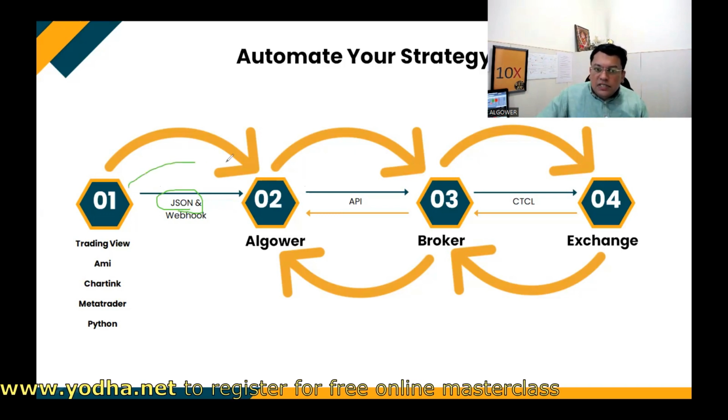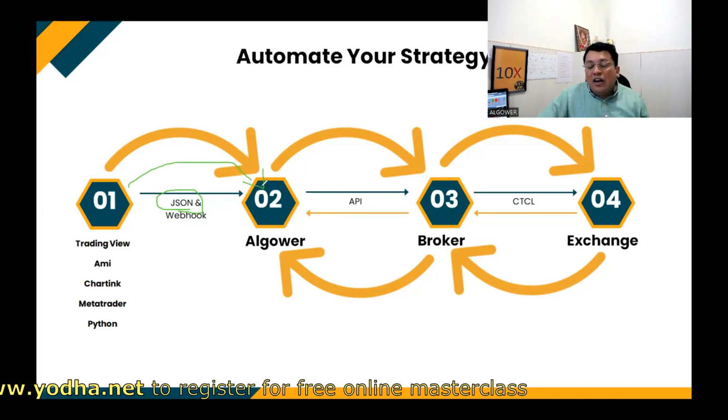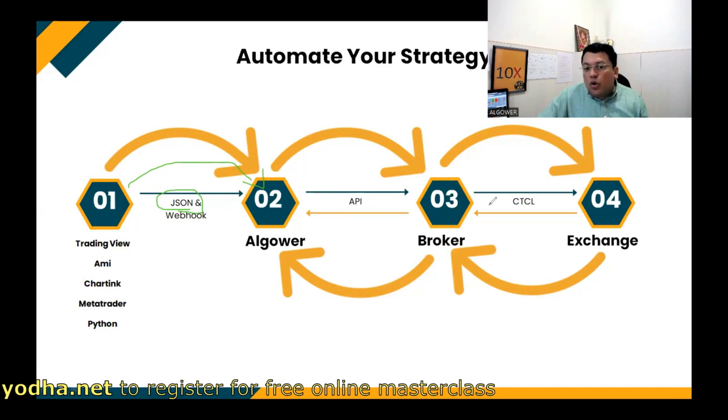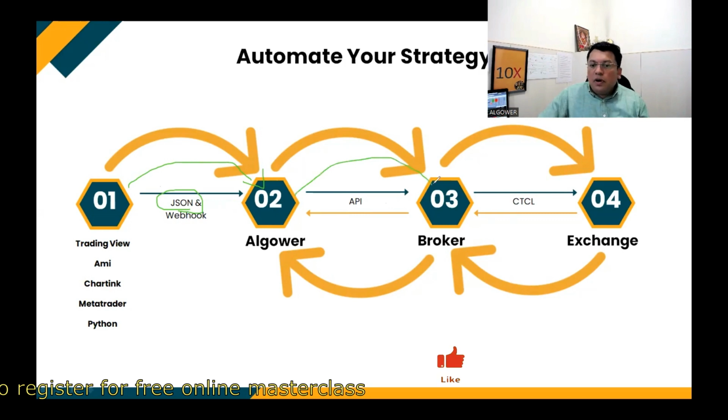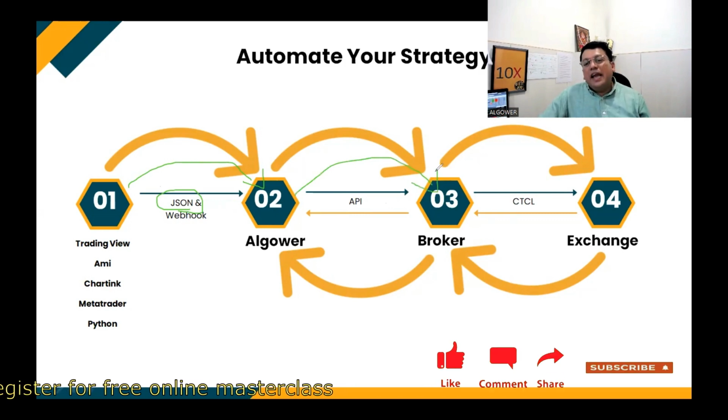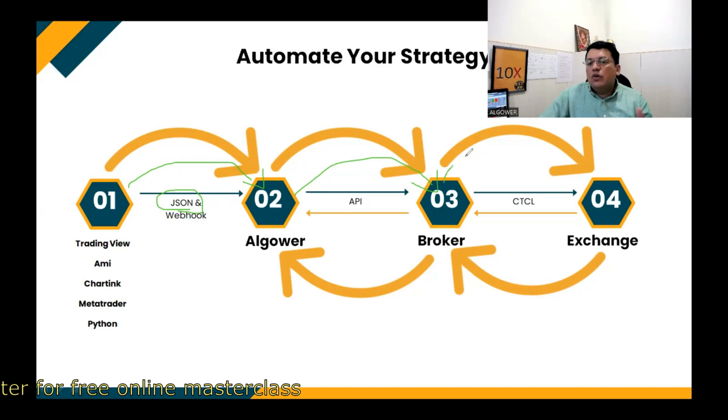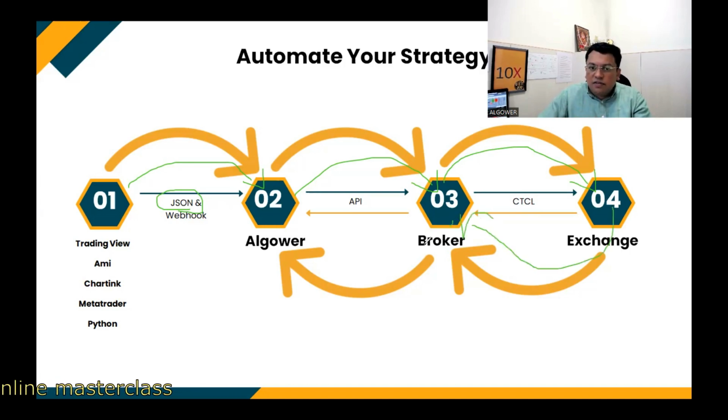So the moment it passes a signal to Algover, Algover would have been connected to the broker's terminal using API, right? Application program interfaces. So using API, these two software are connected. Algover will pass the order to the broker's terminal. And from the broker's terminal, the broker's server, it will go to the exchange server using CTCL, computer to computer link, right? After it is executed, the exchange will pass the information back to the broker's server, and from there back to Algover, right? So this is the whole process.